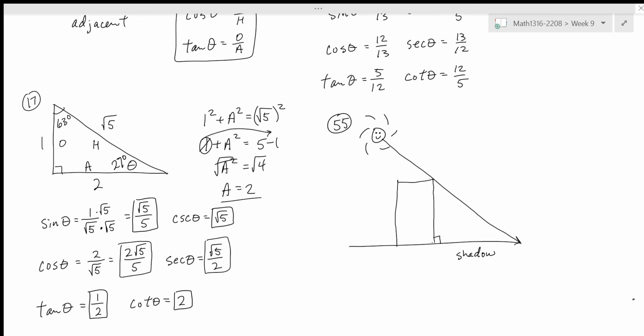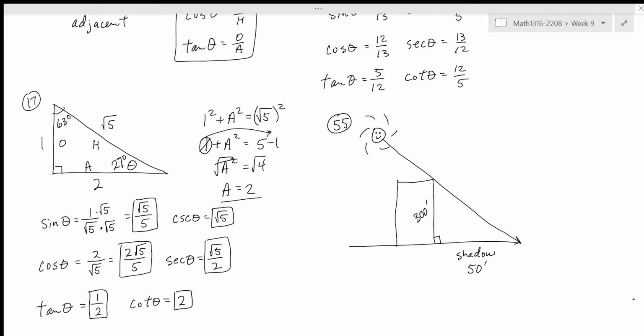Now let me reread that and we'll get some numbers on there. It says a building 300 feet high, so we know that that's 300 feet. Cast a shadow 50 feet long. Shadow is 50 feet. What is the angle of elevation of the sun?